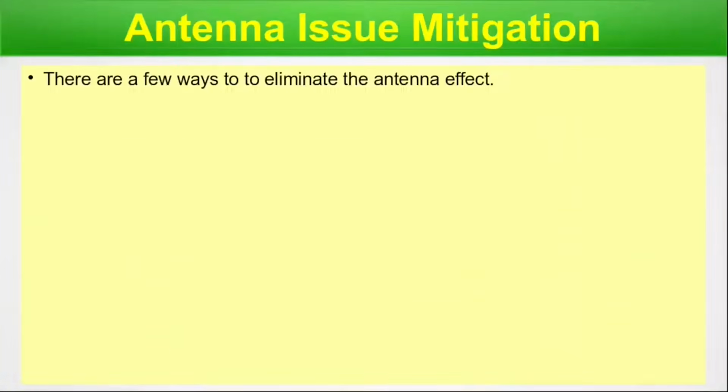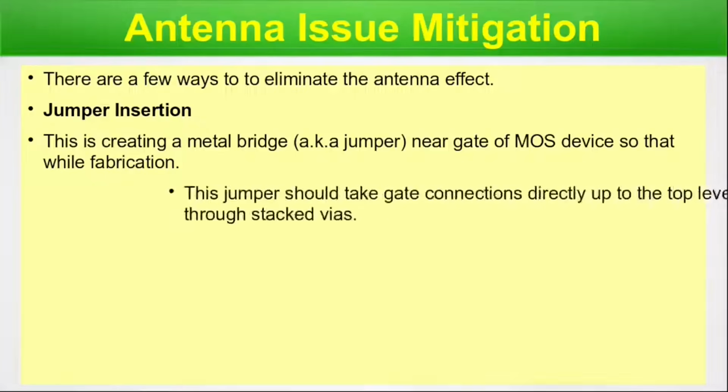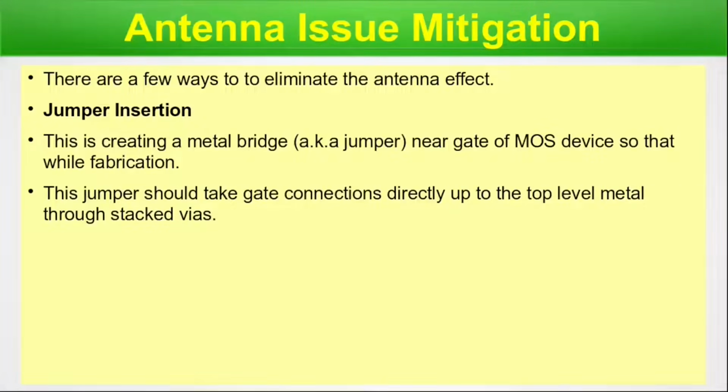Antenna issue mitigation. There are a few ways to eliminate the antenna effect. Jumper insertion. This is creating a metal bridge, also known as a jumper, near the gate of a MOS device while fabrication. This jumper could take gate connections directly up to the top level metal through stacked vias. Here we are talking about the jumper creation in the BEOL section. BEOL section you can remember from the first slide.